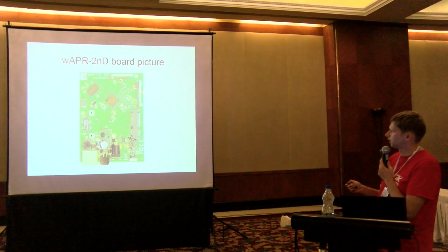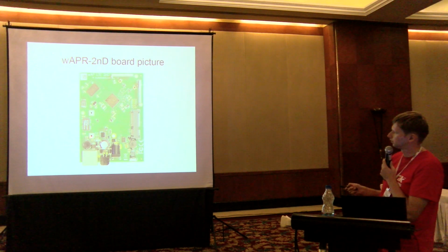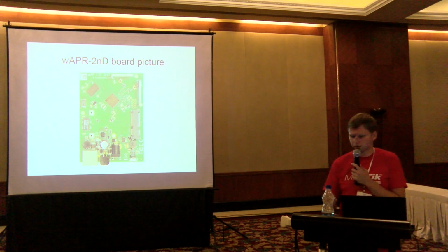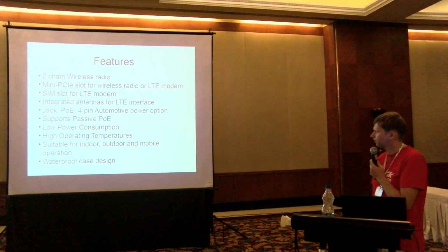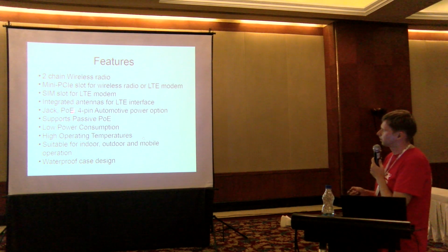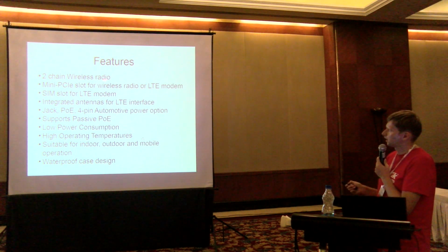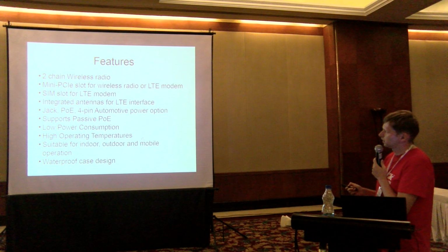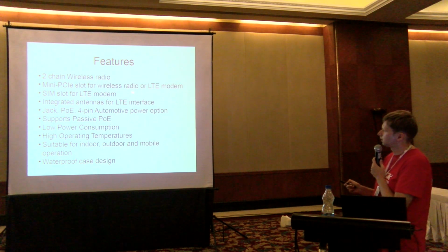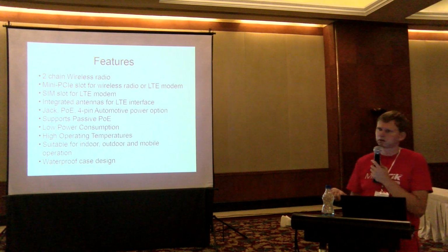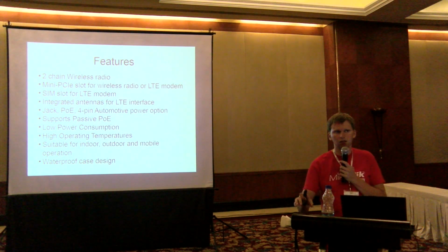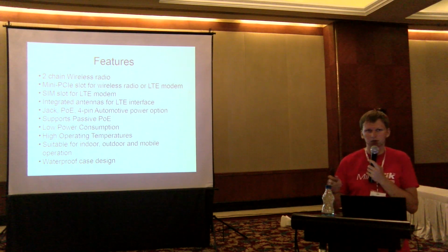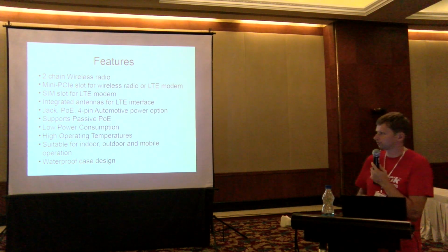It has two wireless antennas, and it has a place for the Mini PCI Express LTE modem here. So basically, WAP board plus Mini PCI Express slot. So features are similar to a WAP board. It has two chain wireless radio, but additionally it has a Mini PCI slot for a wireless radio or LTE modem. So actually, you can also put a wireless card inside. You can choose if you want to put a wireless card or LTE. But the WAP LTE kit will have an LTE inside.